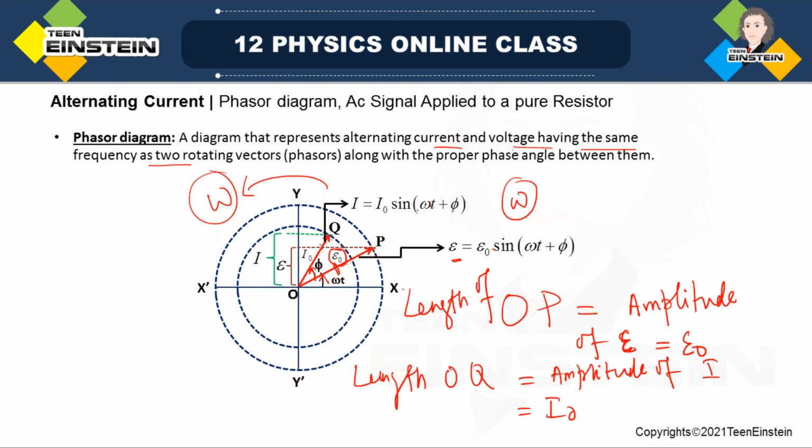Now you take the projection at any instant. Suppose this is at t seconds. At t seconds both the phasors have these positions. OP has phase omega t. Phase means the angle it makes with the x-axis. This is the origin, this is the x-axis. So the vector OP is making an angle omega t with the x-axis. The angle POX is omega t.